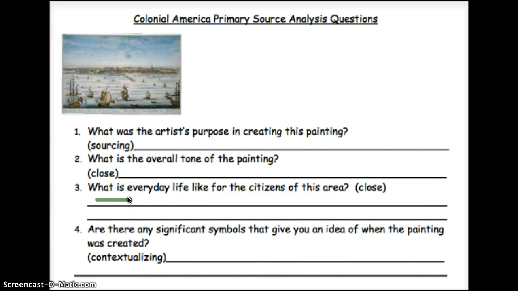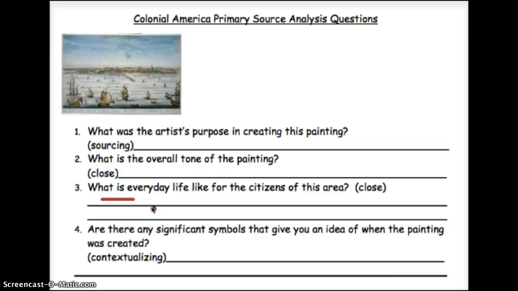So I would go back here and write that they probably did fishing. They probably had something involving ships, ports, and then support my answer. I would say, because in this photograph I see many ships. The city is by the water, so they probably had to live off the water.